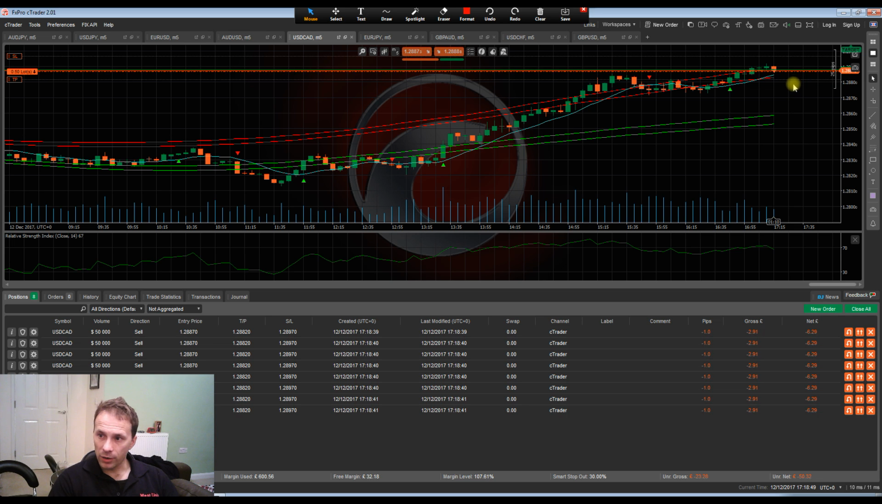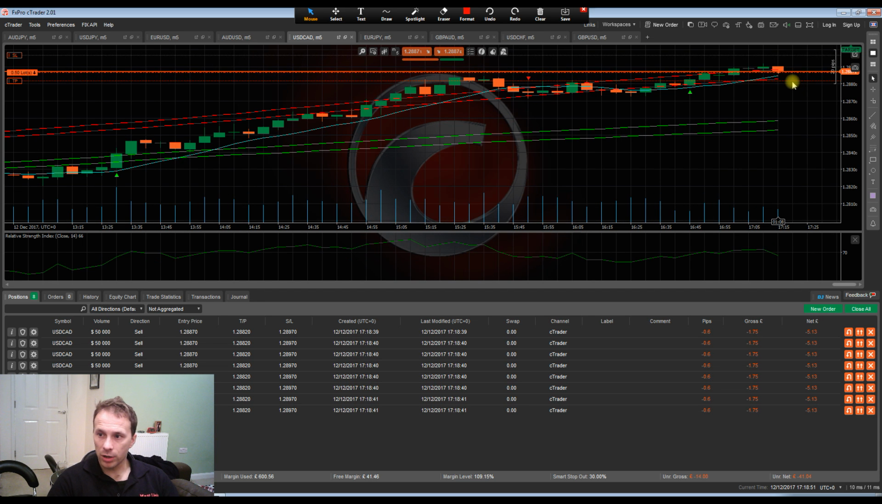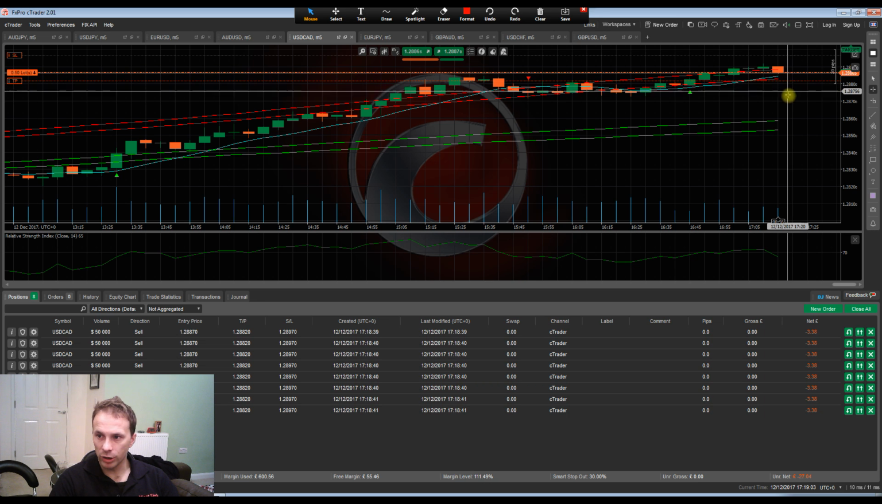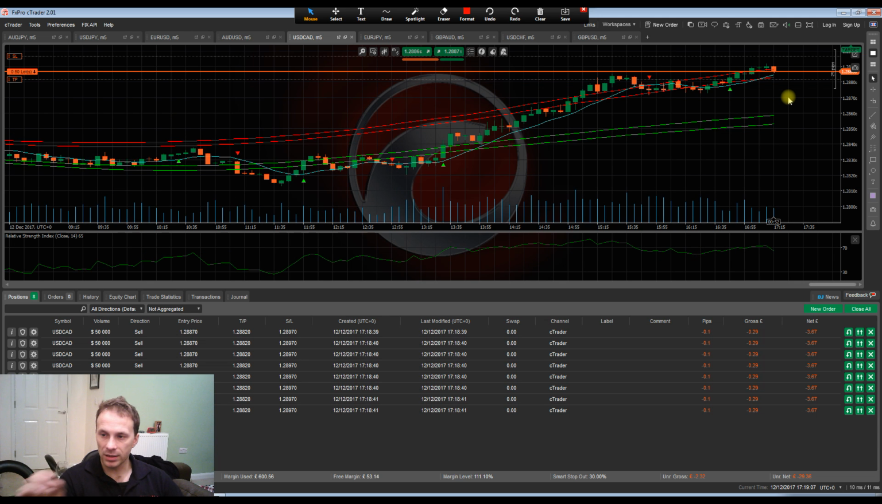Now the good thing about this is, you can see where my take profit is, literally here. The movement I need is tiny. I literally need that. And this is what's good about having cTrader on BD: you don't need big moves, you need just tiny moves.